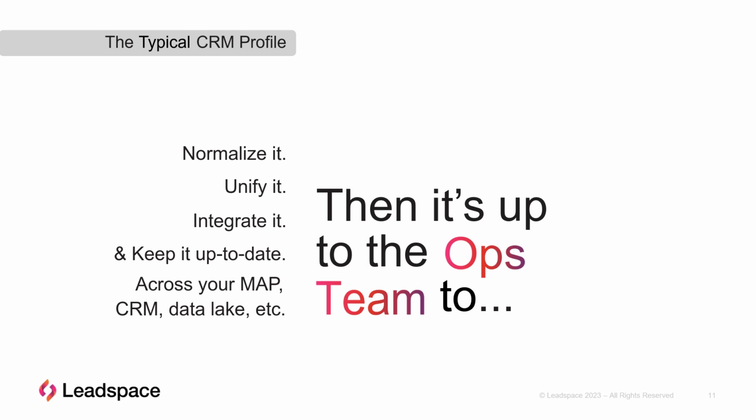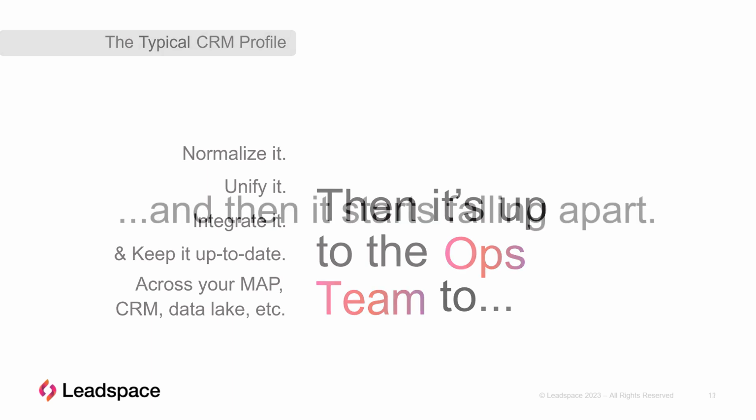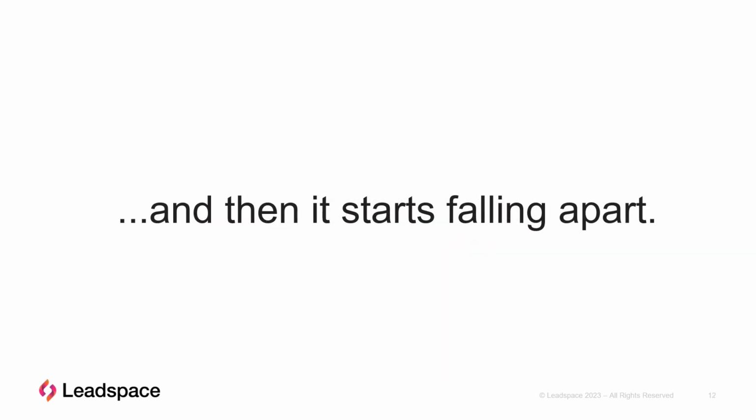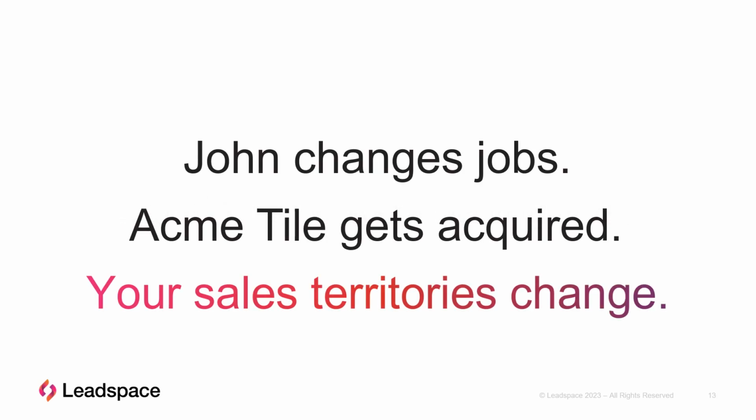And then of course keep it up to date across all these data sources. Well, that falls on your ops team, and they can only do so much because again, the data is getting out of date as we talk. So typically, this is where things either start to fall apart or they get frustrating because it's not fun to work with out of date data or data that's wrong.